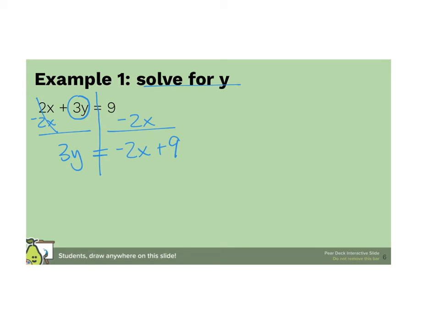My last step is to isolate that y by getting rid of the 3. 3y means 3 multiplied by y. The opposite of multiplication is division. So I'm going to divide everything by 3. All 3 terms get divided. So now I just have a y.